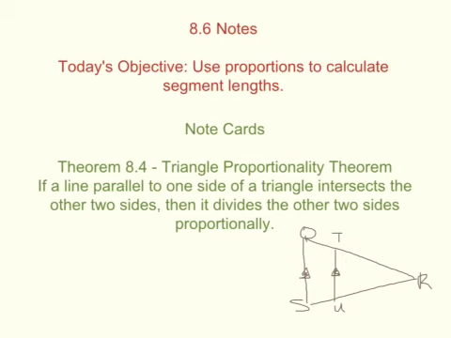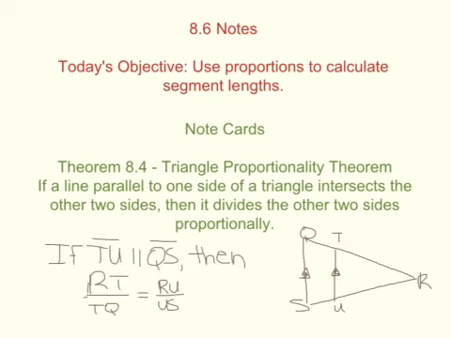So we've got two lines that are parallel to each other, QS and TU, and TU intersects the other two sides of my triangle, RQ and RS. Because it's parallel to the third side, QS, it divides my other two sides proportionally. So if TU is parallel to QS, then RT over TQ is proportional to RU over US. And Theorem 8.4 can be found on page 498.